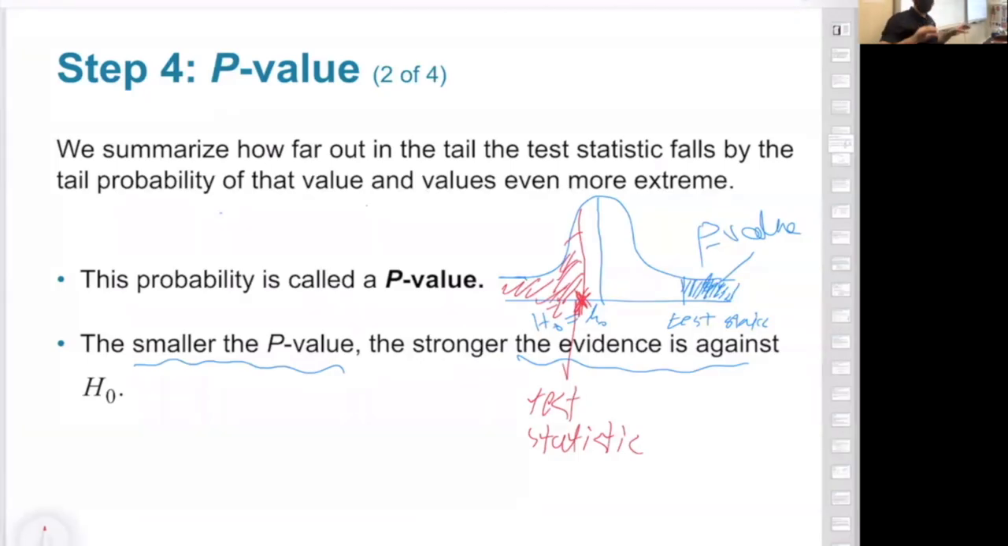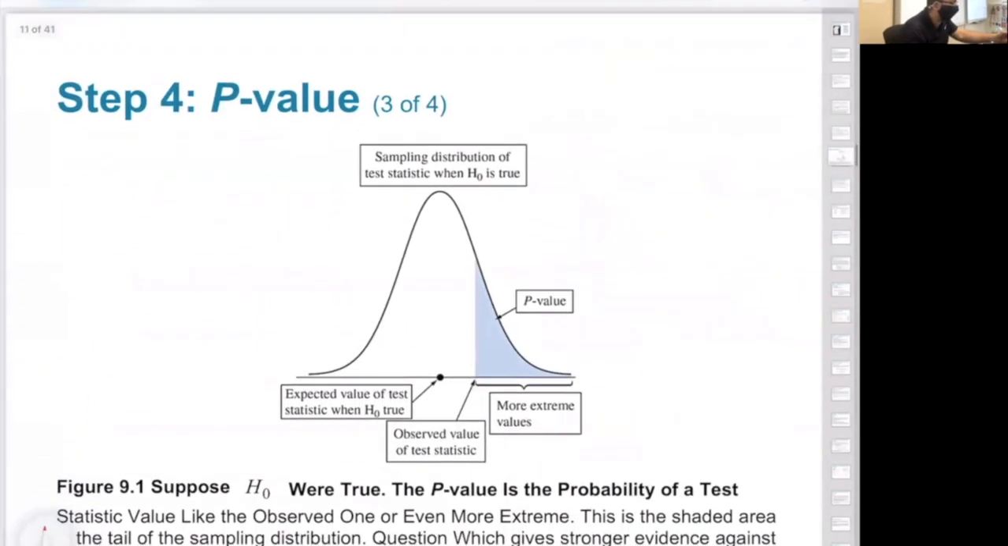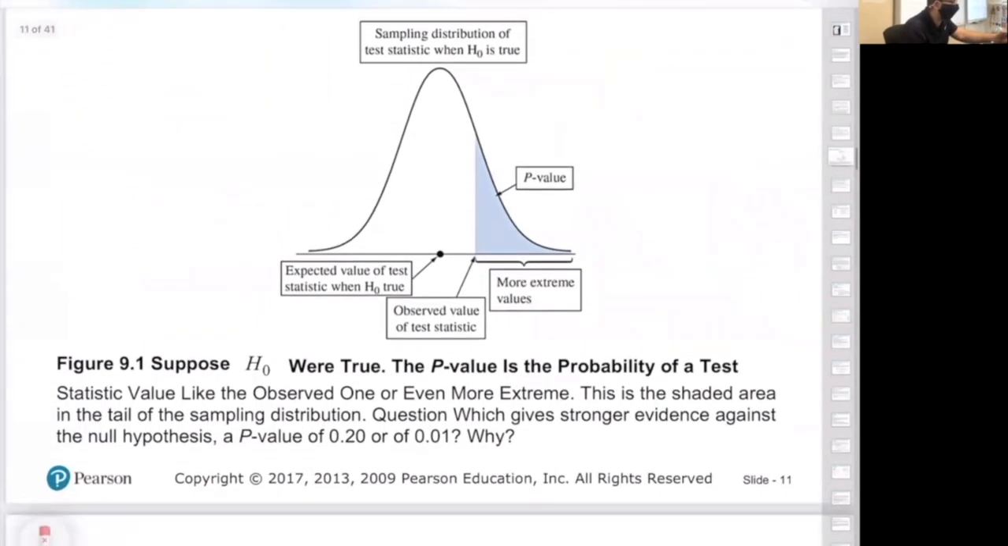So you will find we always calculate the p-value for the test statistic at the tails to see if it's far away from the middle or close to the middle. And as I said to you, the smaller the p-value, like here, the stronger the evidence against H naught. Actually, we have the same chart here. This is what I talked about.